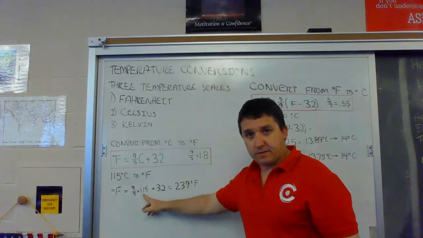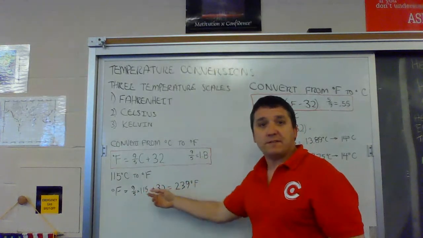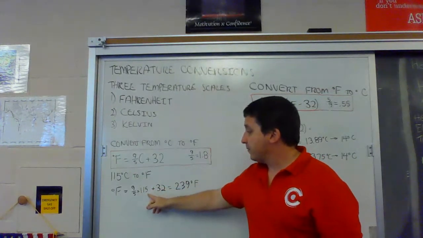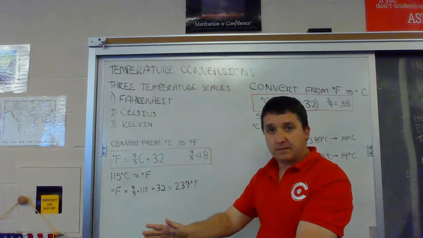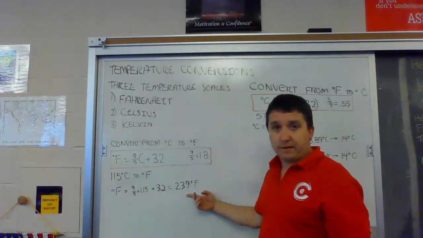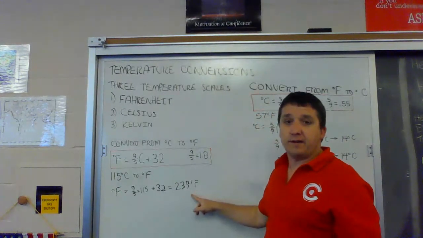Get a product first, 9/5 or 1.8. It works out the same either way. Okay, so 9/5 times 115, you get an answer. Add the 32 to it. There's your temperature. So 115 degrees Celsius is equivalent to 239 degrees Fahrenheit.